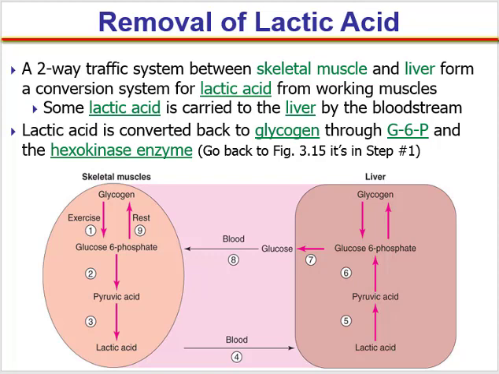This is usually the point where a cool down, an easy bike for 10 minutes or a walk, is really helpful to prevent muscle soreness the next day, because you're able to flush that lactic acid out of the muscle, get it into the bloodstream here in step 4, and take it directly to the liver.